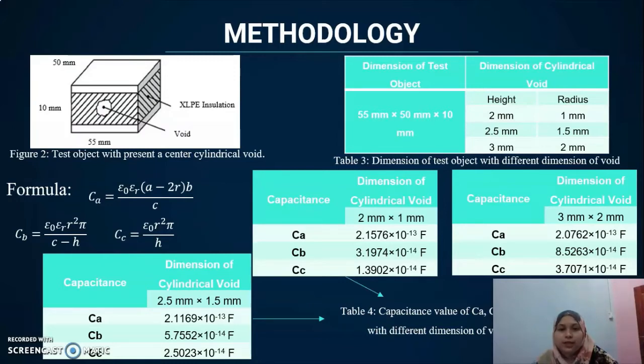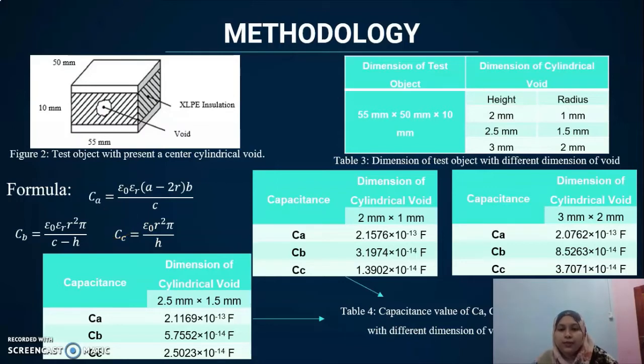Since this project concentrates on different dimensions of void, three dimensions of void are used, as shown in this table. The capacitor value can be calculated by using these three formulas, and the relative permittivity of the SLPE cable is used in this formula.